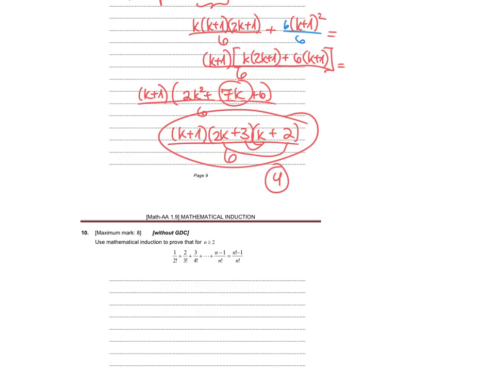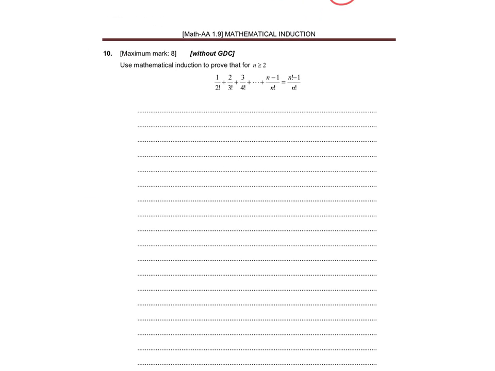All right. Number 10, use induction to prove for n greater than or equal to 2, so that's our starting point. This is our general term. We have to show it's true for n equals 2. So we're going to have 2 minus 1 over 2 factorial, which is 1/2. That's the left-hand side. The right-hand side is going to be 2 factorial minus 1 over 2 factorial, which is 2 minus 1, 1 over 2 factorial, 2. So the left-hand side equals the right-hand side.